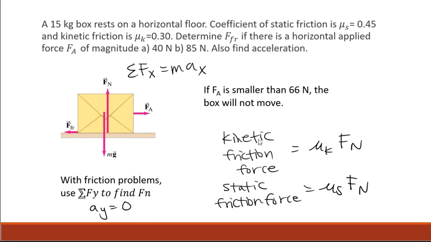So for these friction problems, there's a good chance you need to find force normal. So you need to find the sum of the forces in the y direction equals ma. Usually for this problem, the box isn't moving up or down. It's just in the x direction. So acceleration in the y direction equals 0. So you go to the sum of the forces in the y direction to find force normal.